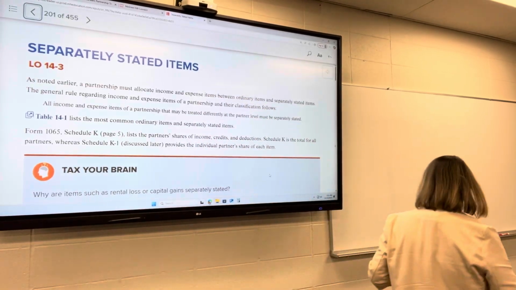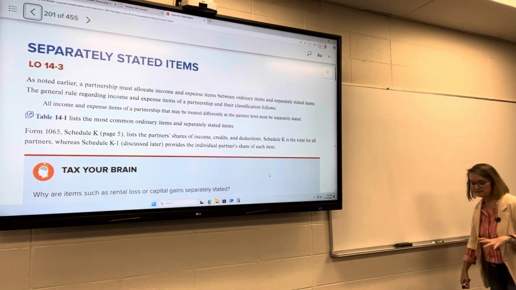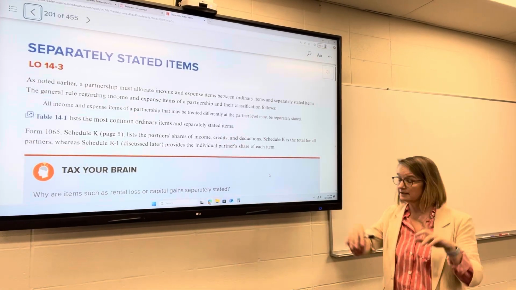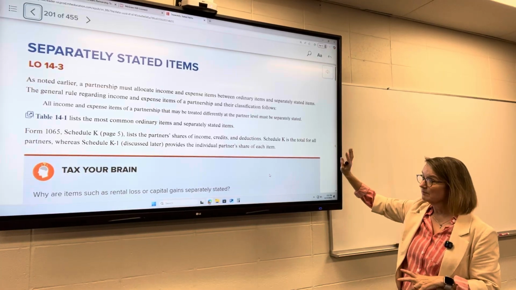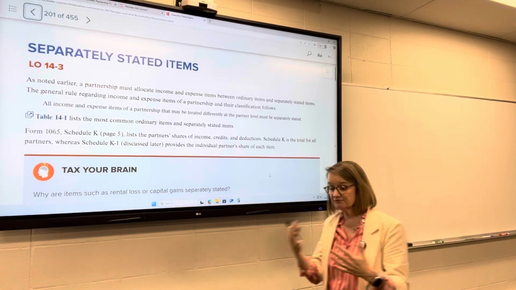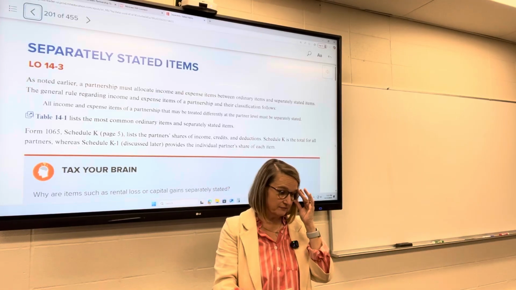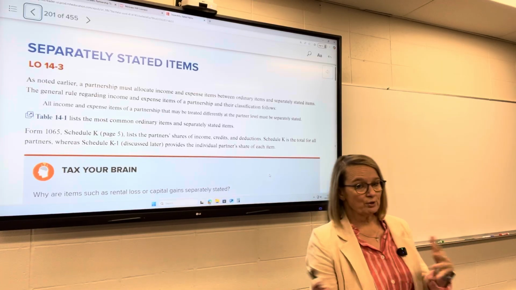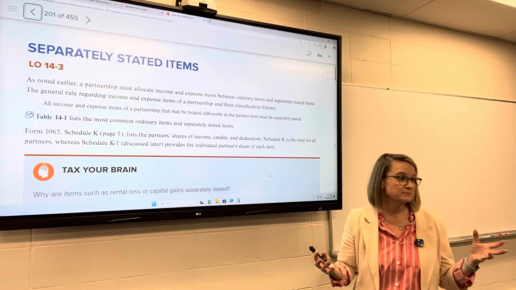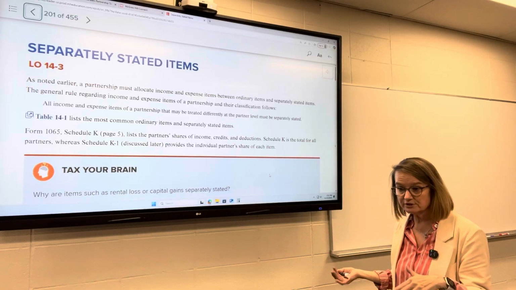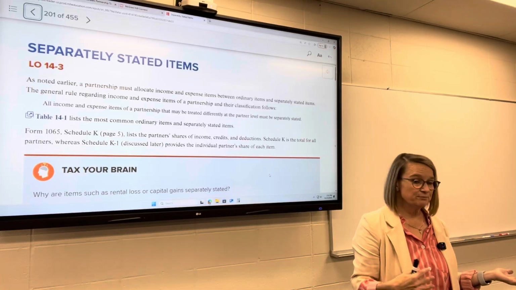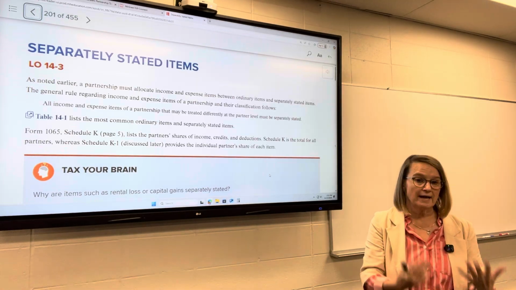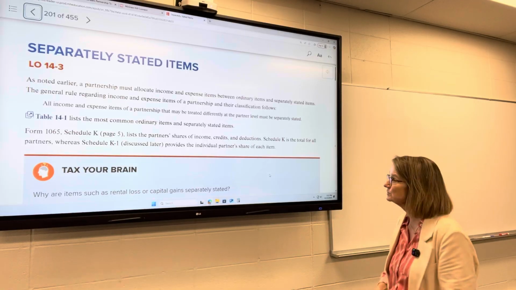So let's revisit this whole concept of separately stated items. We talked about ordinary income in the last section, but we've got these separately stated items. Because it's a flow-through entity, all of these different types of income and expenses are treated differently on a per partner basis. We have to list them separately on the tax return, the 1065, and then also on the form that gets distributed to the partners so that they can properly account for them on their own individual tax returns.